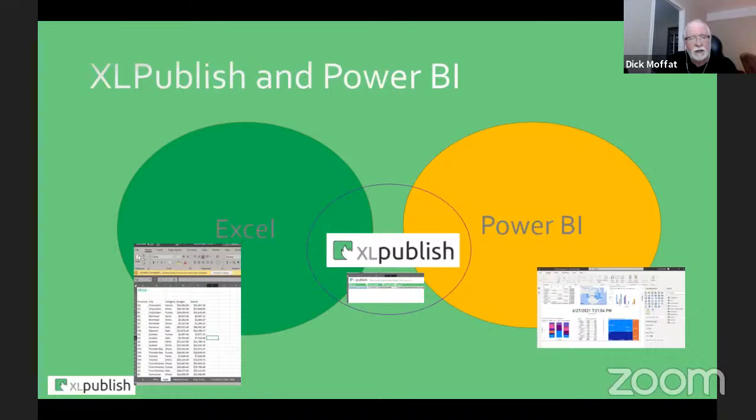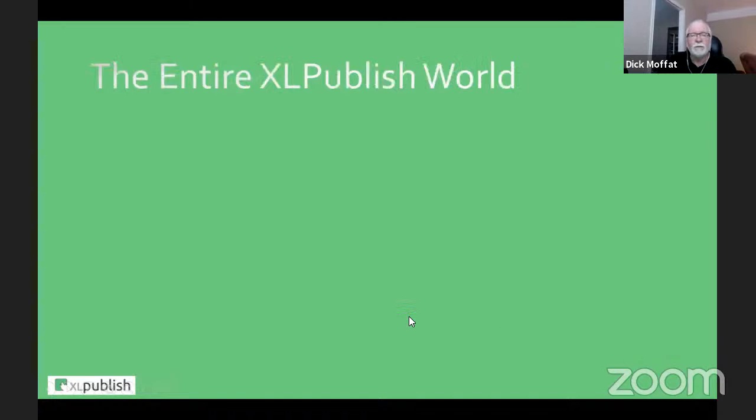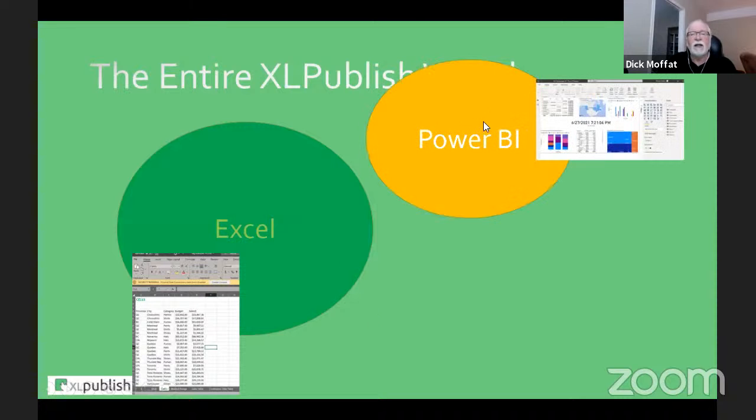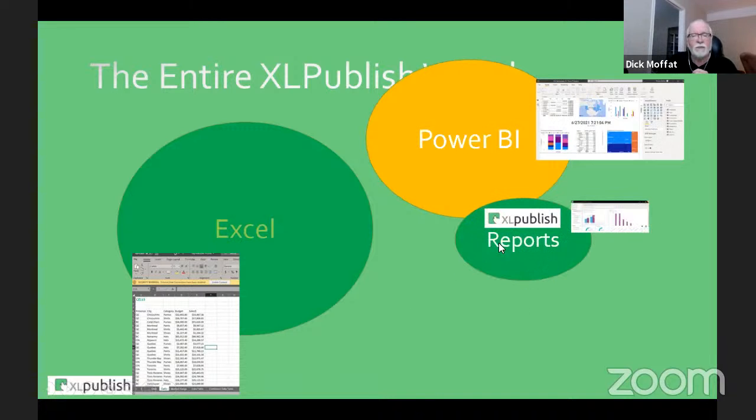Now, what I do then is I take an Excel file, I process it with XLPublish, the data goes to Power BI, and the result shows up in a dashboard. Now, this is the entire XLPublish world. It's the same thing. Here's Excel, and here's Power BI. But with XLPublish, you can also create what I mentioned earlier, XLPublish reports, which create reports in Excel that you can distribute exactly the same way as you could distribute them in Power BI.